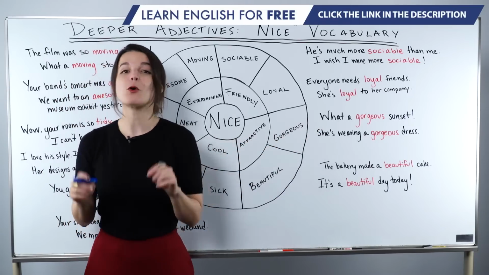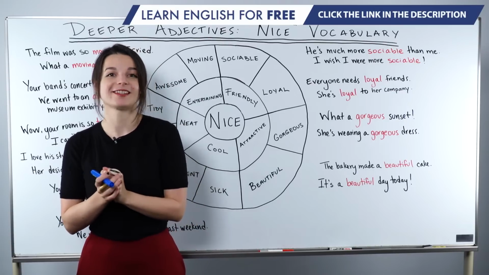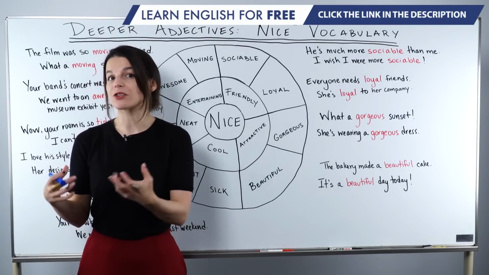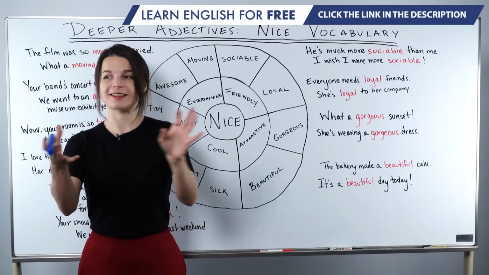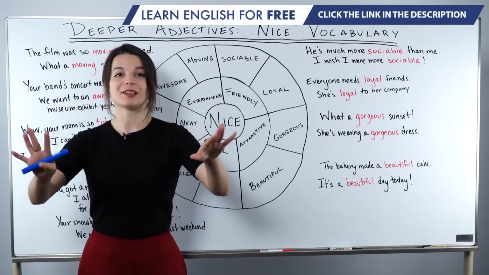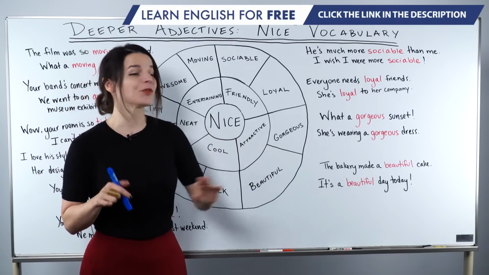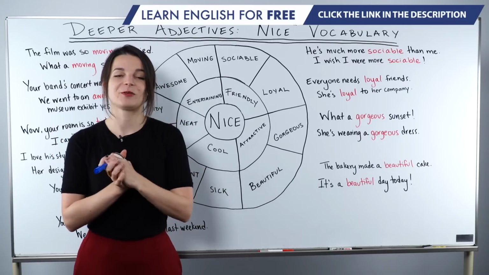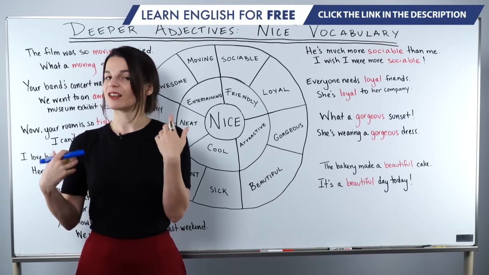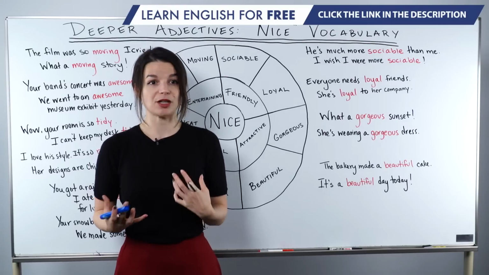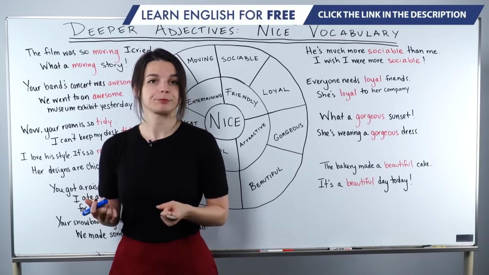First, what a gorgeous sunset. So that means there's something extra special about this sunset. It's like super beautiful. It's really, really special. Second, she's wearing a gorgeous dress. So again, there's that feeling of something kind of special and unique about what she's wearing.